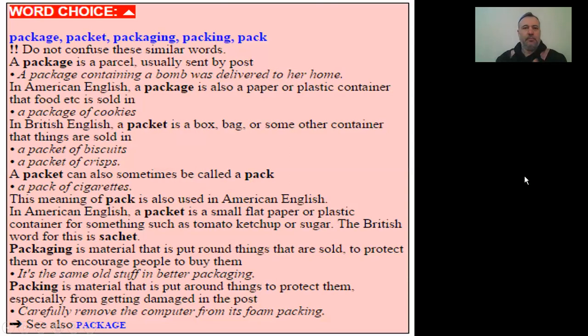This is the basic difference between American and British English. Now, pause the video and take a look at this information here, right?